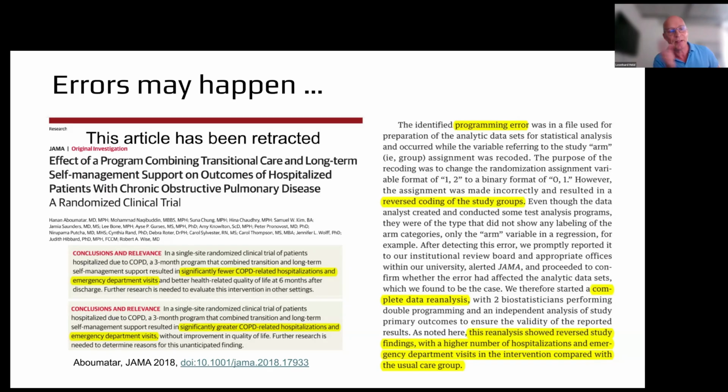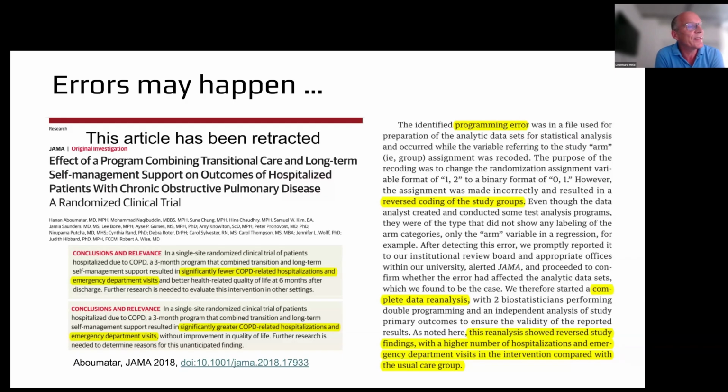Right? So errors can happen. We are all human. We make errors, and making data available helps to detect such errors. And by the way, when I talk of data, I also mean code. So data and code should be available to reproduce study findings.